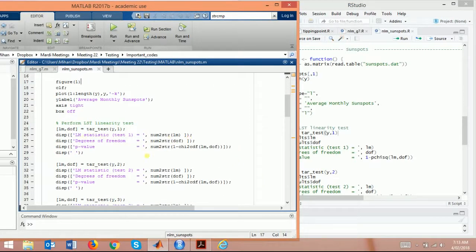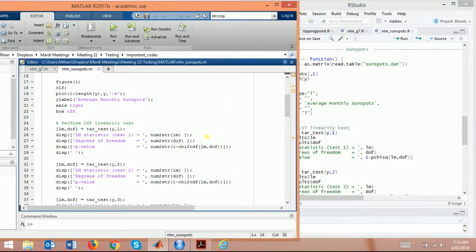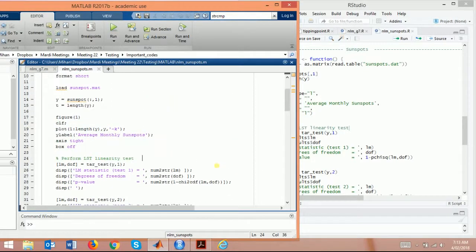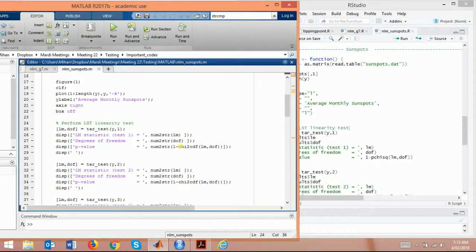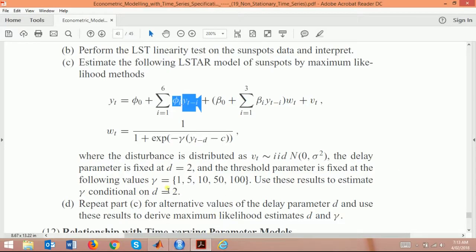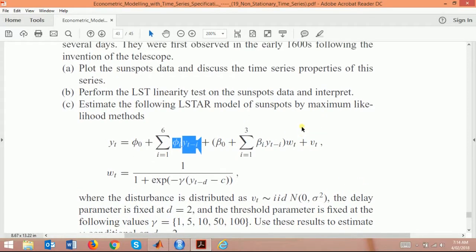We just call it, and we find the p-value, which is 1 minus the chi-square CDF, giving us the significance of whether our data is linear or not. That's all, nothing else. So we do it several times. We are doing the linearity test on different lags, with the delay parameter. Perform the linearity test on the sunspots data and interpret.